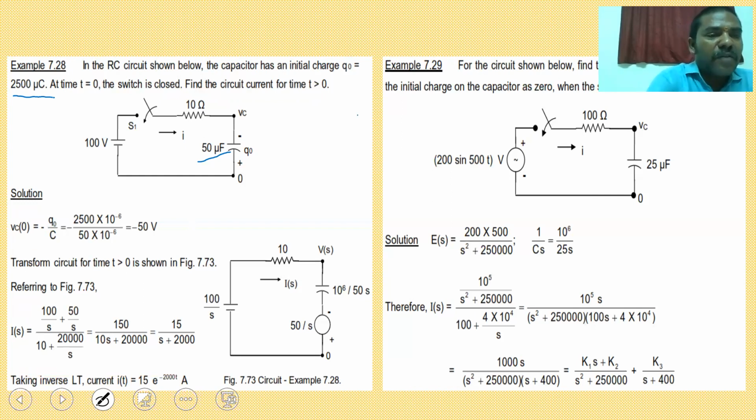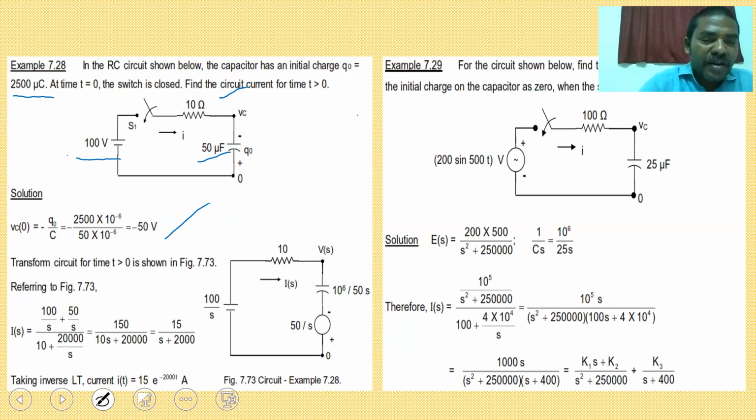The supply voltage is a step voltage of 100 volts. The resistance value is 10 ohms and the capacitor value is 50 microfarads. The voltage drop across the capacitor, according to the direction of minus to plus, is minus q naught by C. That is equal to minus 2500 into 10 power minus 6 divided by 50 into 10 power minus 6. So finally you get minus 50 volts.